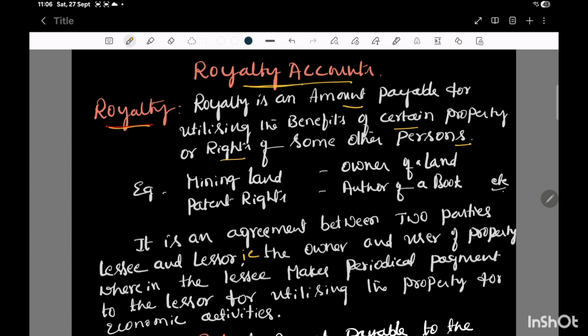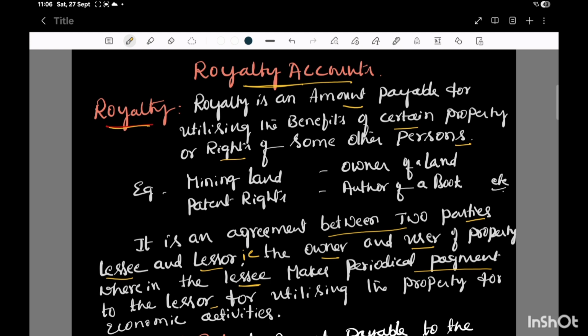So that means it is an agreement between the two parties called the lessee and the lessor. That means the owner and the user. It's an agreement between the owner and the user of the property, wherein the user, the lessee, is going to make a periodical payment, that's the royalty, to the lessor for utilizing the property. So it's an amount paid for utilizing a particular property.